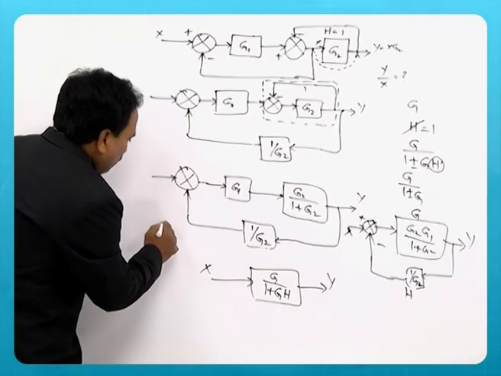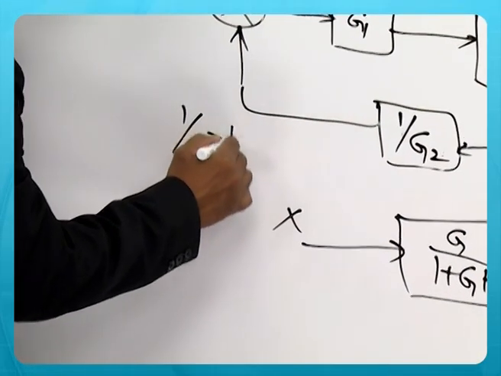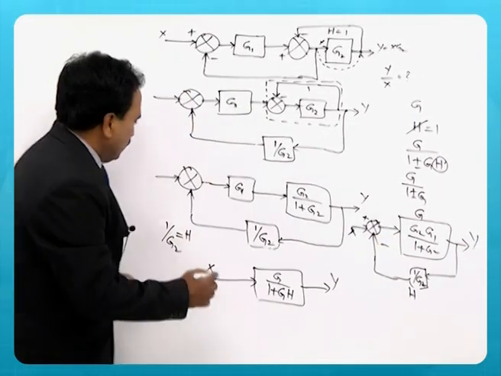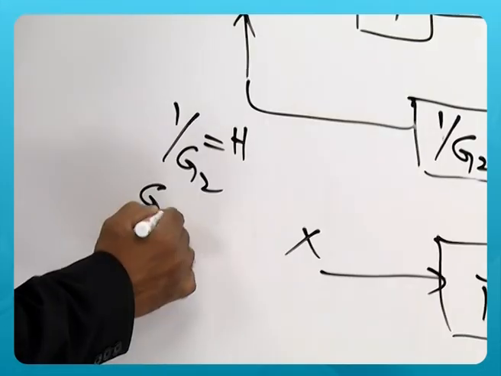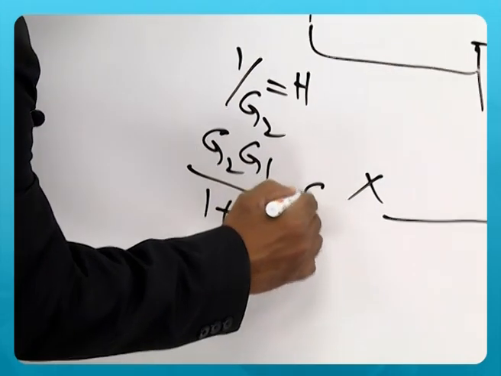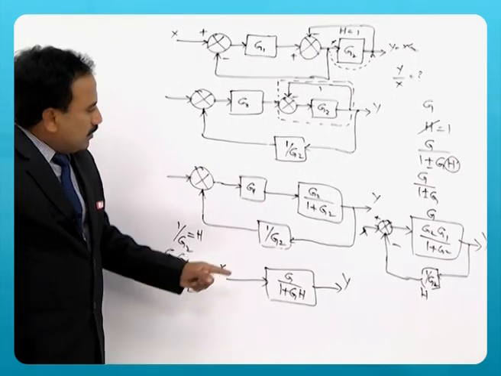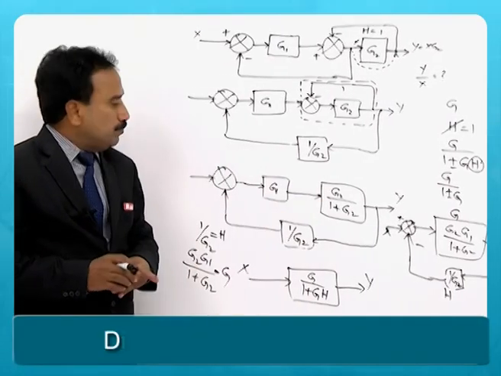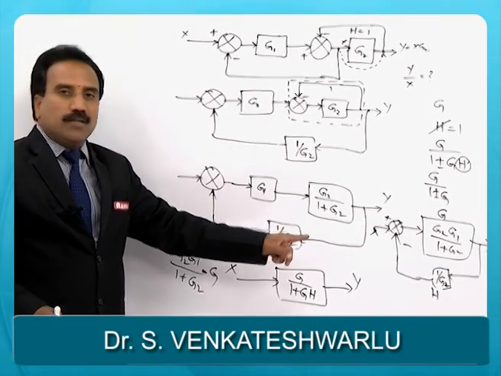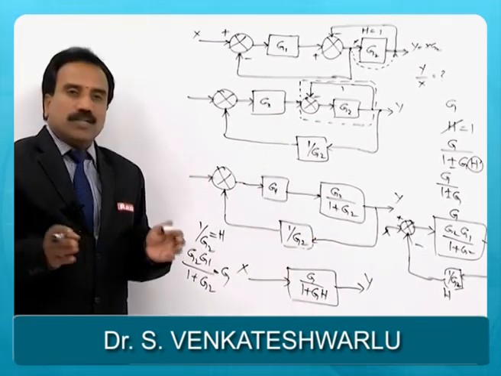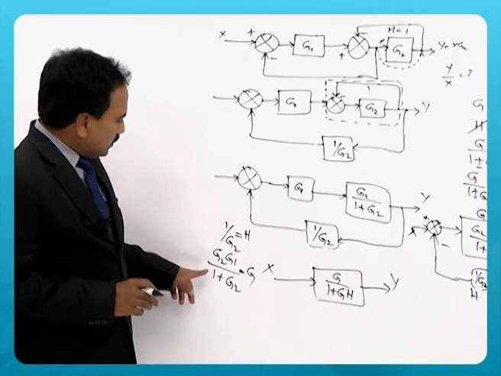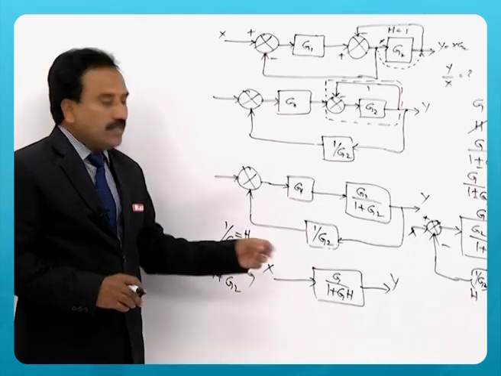Now you call that 1 by G2 as H, and that forward path block G1 G2 by 1 plus G2 as G. Now it is a feedback loop with a negative sign here. So you can eliminate that feedback loop to get the overall transfer function as G by 1 plus GH, where G is this and H is 1 by G2.